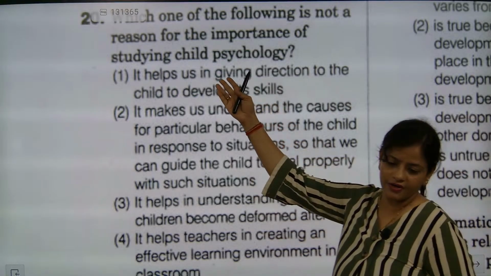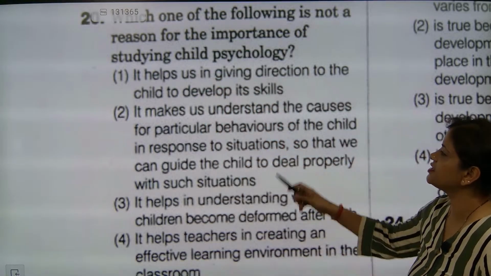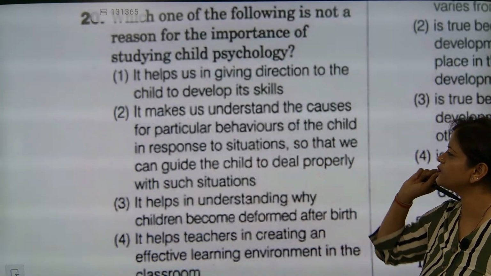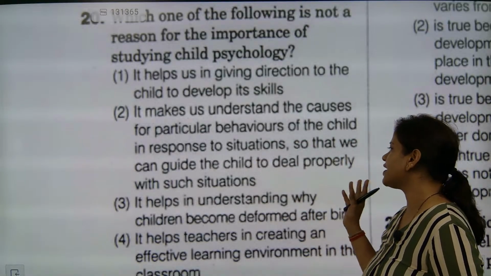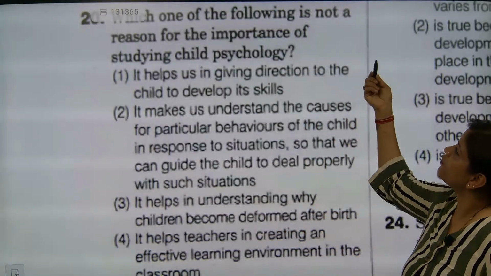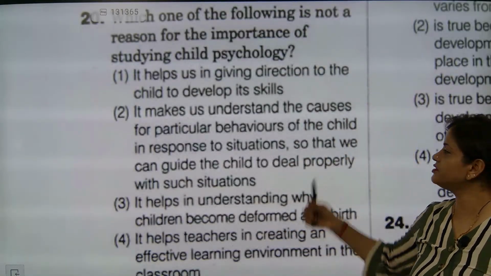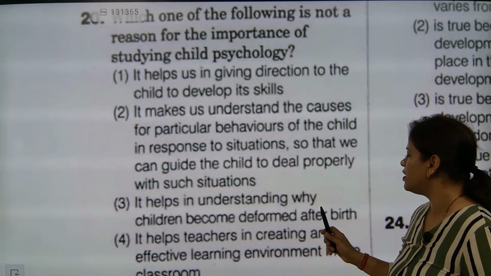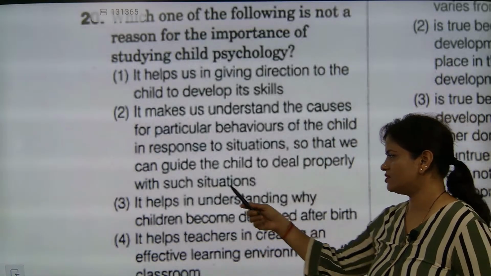That's very important. It's a reason. It makes us understand the causes of particular behavior of the child in response to situation, so that we can guide the child to develop properly. It's also one of the reasons. Which of the following is not a reason? This is important. It helps in understanding why children become deformed after birth. No, this is not.